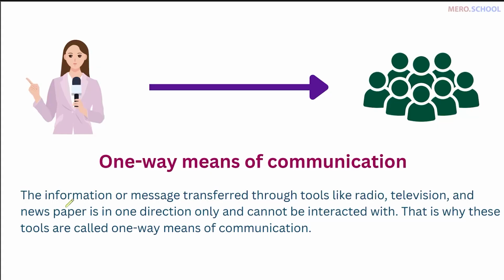So over here, you can see there is a news reporter reporting some news and this is transmitted to an audience. So the information or message transferred through tools like radio, television and newspaper is in one direction only, and cannot be interacted with. You cannot interact with the news. You cannot interact with the information that is being transmitted. That is why these tools are called one-way means of communication.